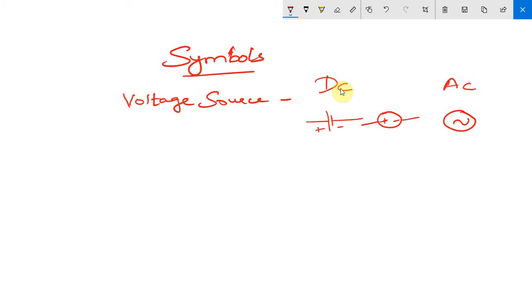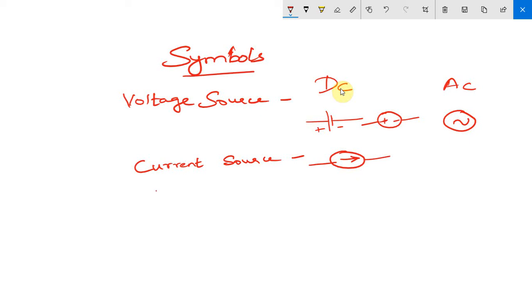Next, we are going to see the symbol for the current source. For the current source, a circle with an arrow mark represents a current source. It is common for both DC and AC. So in both cases, we usually draw a circle with an arrow mark for the current source.